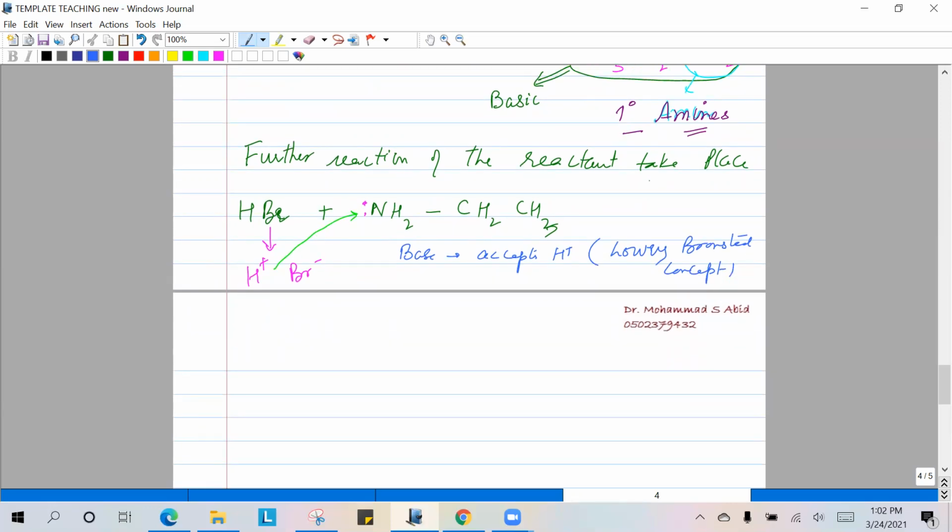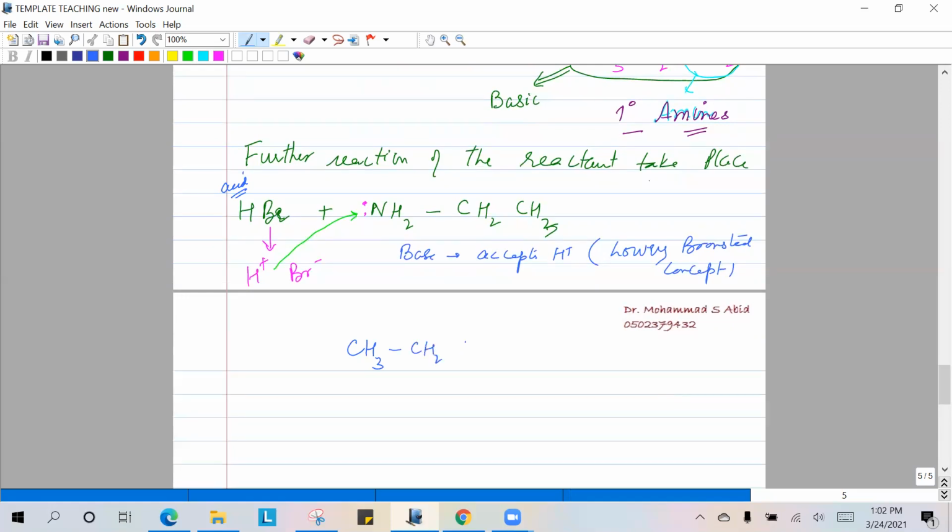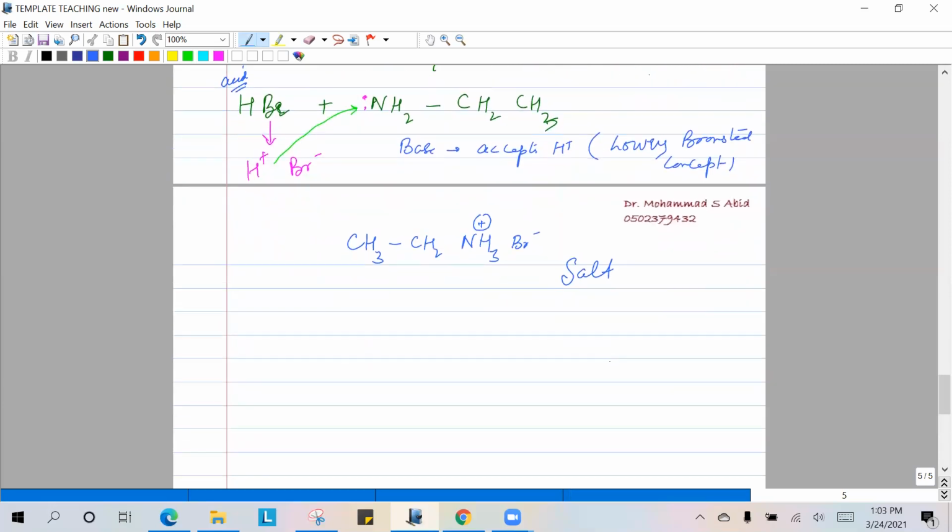Why is the HBr breaking into H plus and Br minus? Because it is acidic in nature. So you will have the CH3, CH2, NH3 plus. Now since it is plus, the Br minus will come and attach to it. So you will end up with a salt over here. If you want to know its name, you can write down the name. Otherwise, it is not as important. I hope it is clear.